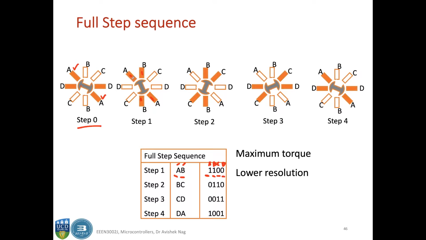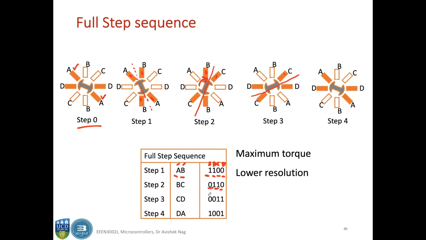So A, B activated together means this is a 1 1 0 0 sequence, and in that case the rotor will be in between these two stators, trying to follow this field. And then when you have a current in BC, which is, let's say, 0 1 1 0, then the rotor moves in this direction and follows this configuration.